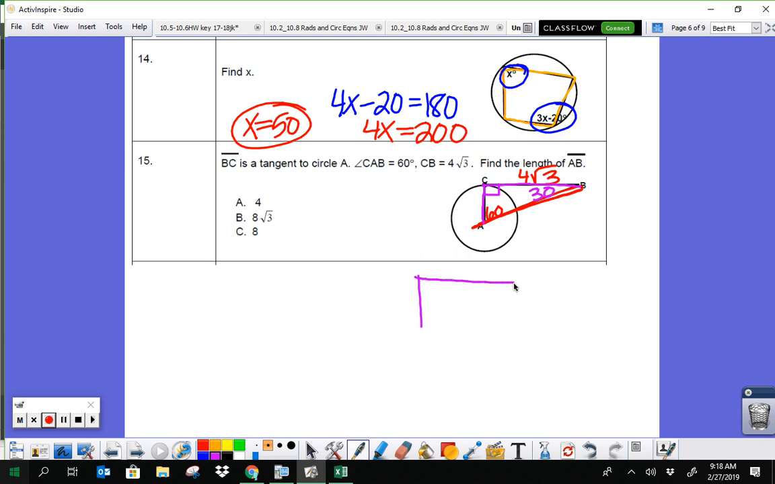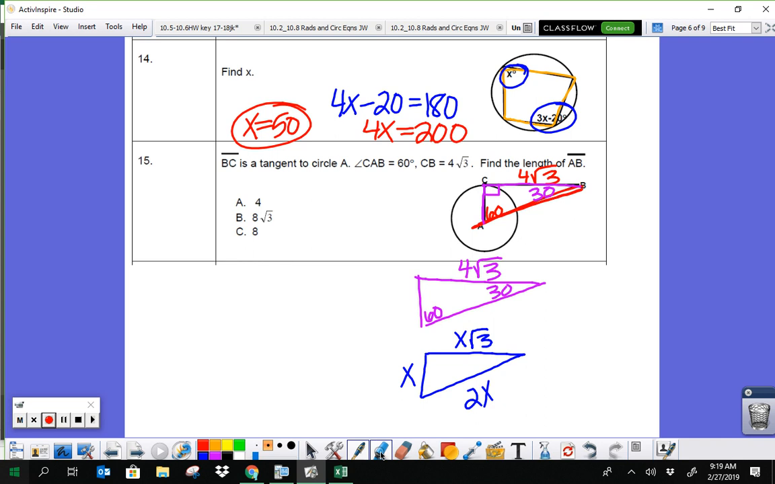So I'm just going to redraw this out here so you kind of see what's going on. You've got your 60, your 30, and then it says that this is 4 root 3. So what you have to think back to is our 30, 60, 90, how you would see it on the formula chart. What the formula chart is going to say is this is your short side, so that's x. This is your long side, so that's x root 3, and your hypotenuse is 2x.